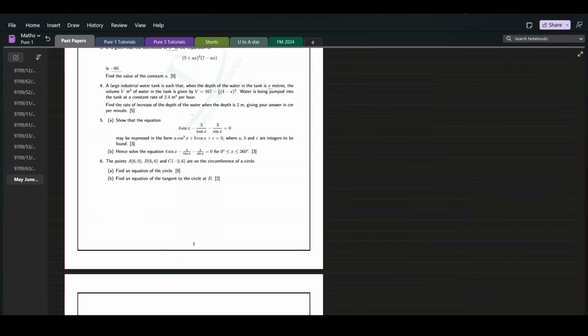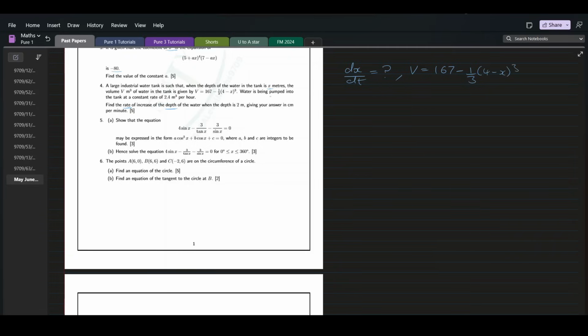Okay, so we are told that the depth of the water in the tank is x meters, and we also want to find the rate of increase of the depth. So since this is rate, and we are checking the rate at which the depth is changing, and the depth is being represented by x, we can write this as dx/dt. This is what we are looking for. Now the information that we are given: an equation for volume. Volume is equal to 167 minus 1/3 (4 minus x) cubed.